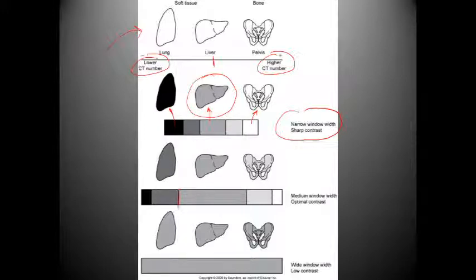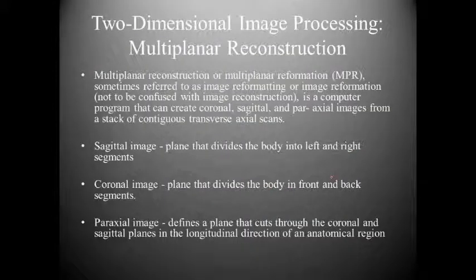If you go to a medium width, you're going to have everything becoming gray, the lungs becoming gray, pelvis even becoming gray, and then white. If you have a wide window width, everything is going to become gray to various shades, and so you're going to lose a lot of definition. This is why medium width indicates the optimal contrast, because it allows visualization of pretty much all of the structures that you'd be looking for.